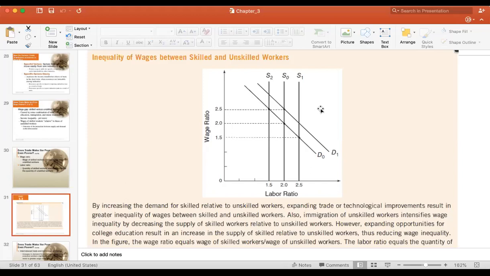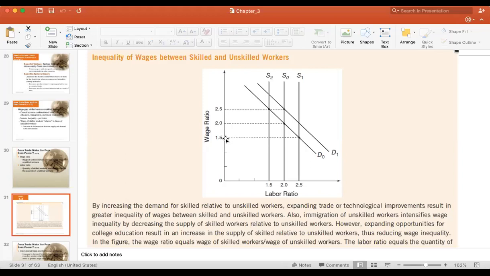Will shift to the right. There will be an increase in the supply, simply because with education, all you're really doing is bringing in more skilled workers. So the ratio would increase, which would lead to an increase in the supply curve. As the supply curve increases, now you have a new ratio, which is 1.5.